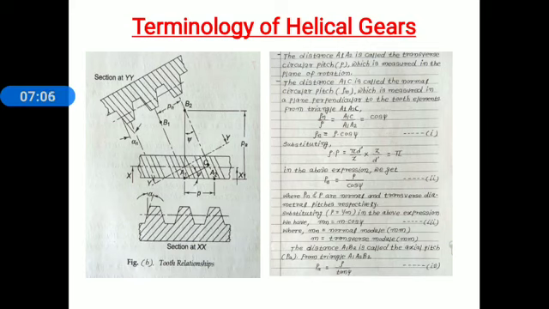Now we know about the terminology of a spur gear. There are two important points: circular pitch and diametral pitch. Circular pitch is the ratio of circumference to the number of teeth, and the diametral pitch is the number of teeth to the pitch circle diameter. Circular pitch is denoted by small p and diametral pitch by capital P. When we take the product of circular pitch and diametral pitch, we get the value pi. Remember this, the product of circular pitch and diametral pitch is equal to pi.